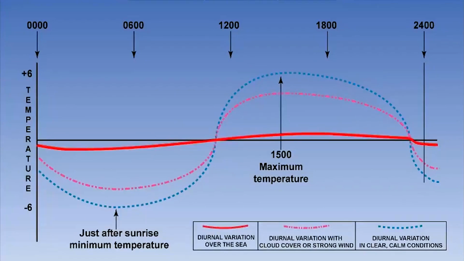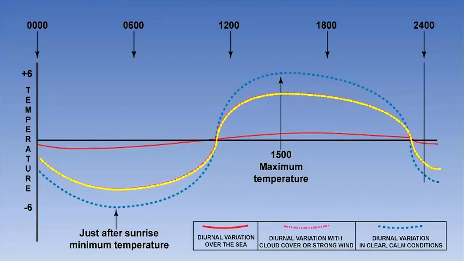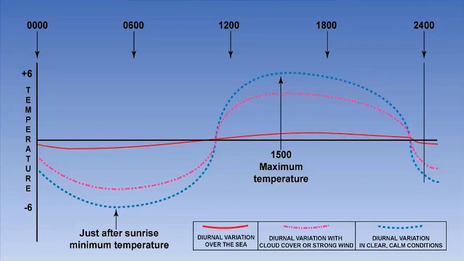Here, we see the fact that there is very little diurnal temperature variation of the sea when compared to the land. Look at how the variation over the sea is different to that over land. This is because the sea has a large specific heat capacity. This means that the sea requires more energy to raise the temperature by 1 degree than the land does.